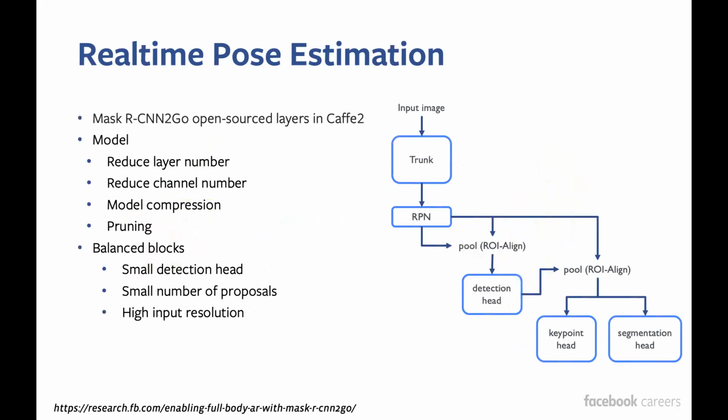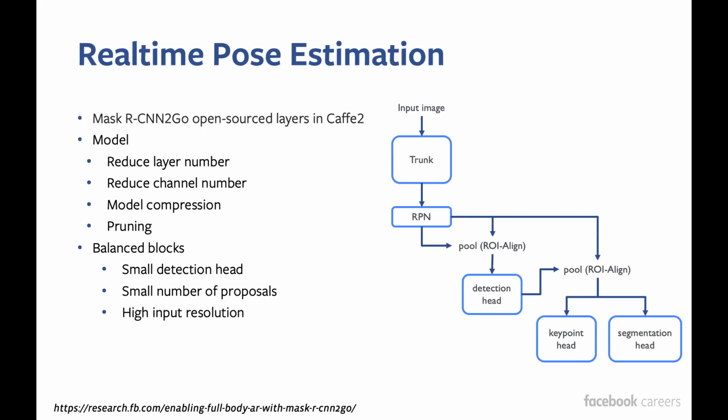Shown here is another graph that actually points this out. You have the key point head that finds the key points, and the segmentation head. The original network is actually pretty huge. It doesn't perform as fast. What we did to speed it up is, as we mentioned, reduce the number of layers inside the network, reduce the channel size, try to compress the model, and try to prune the model.